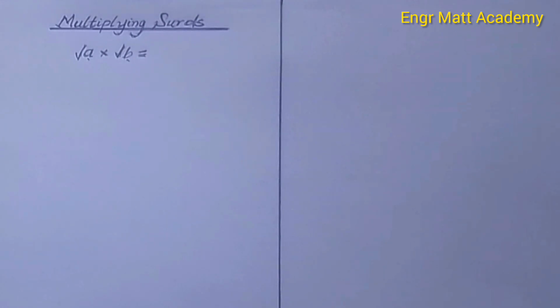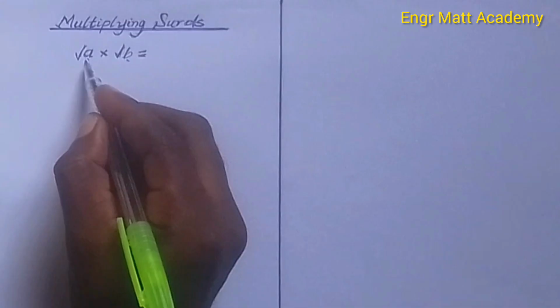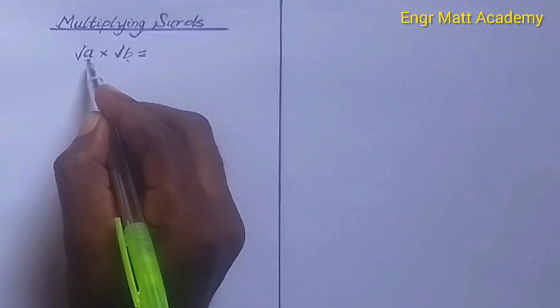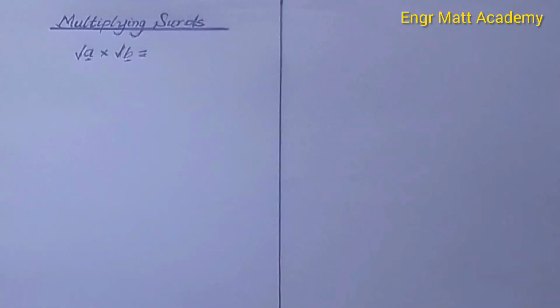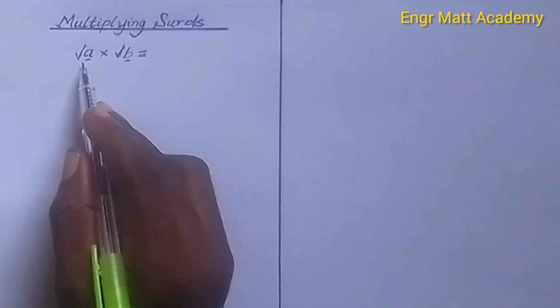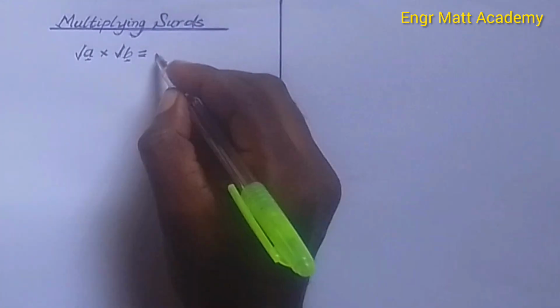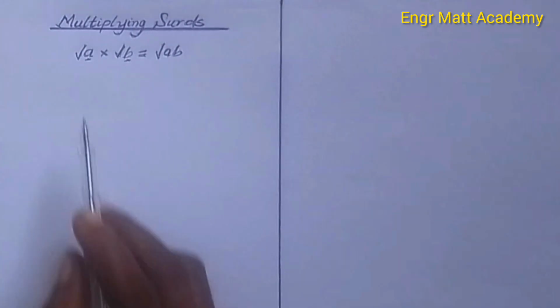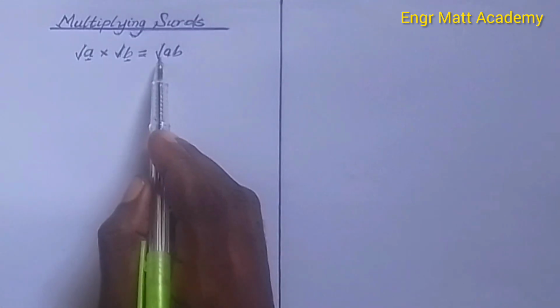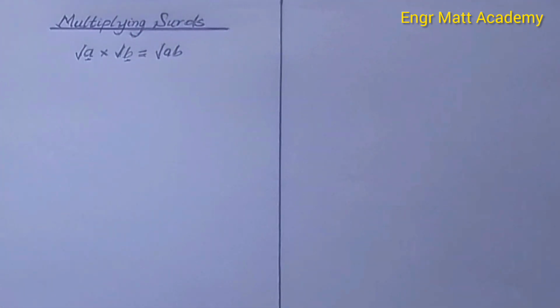You know that when multiplying surds, all we need to do is to multiply the numbers inside the root sign? For example, A is the number inside the root sign here, and B is the number inside the root sign here. So to multiply surd A and surd B, the answer will be surd AB. Yes, we multiply A times B and retain the root sign. Now let's do this using real numbers.